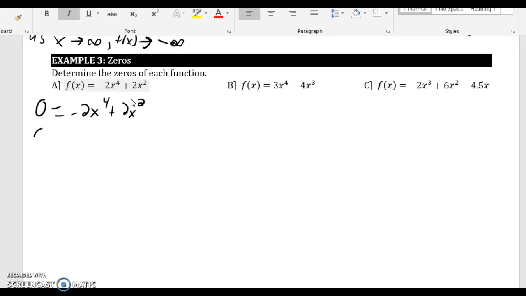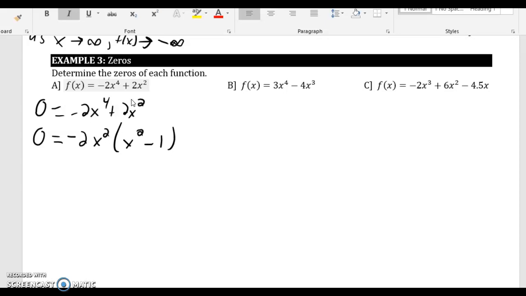Especially if you're going to do it with algebra. So we're going to try factoring. What factors out of here? You can factor out a negative 2x squared. Right, they both have a 2. You want to factor out the negative so the leading thing is positive. So what do you got left? X squared minus 1.